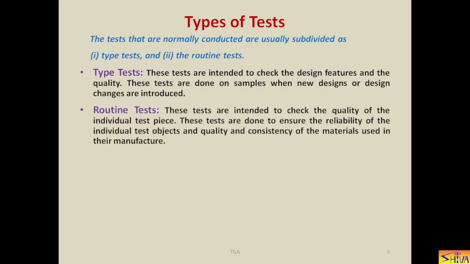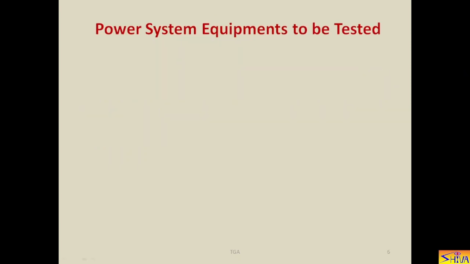Then routine test. These tests are intended to check the quality of the individual test piece. These tests are done to ensure the reliability of the individual test objects and quality and consistency of the materials used in their manufacture. So these routine tests are performed on each and every individual unit.